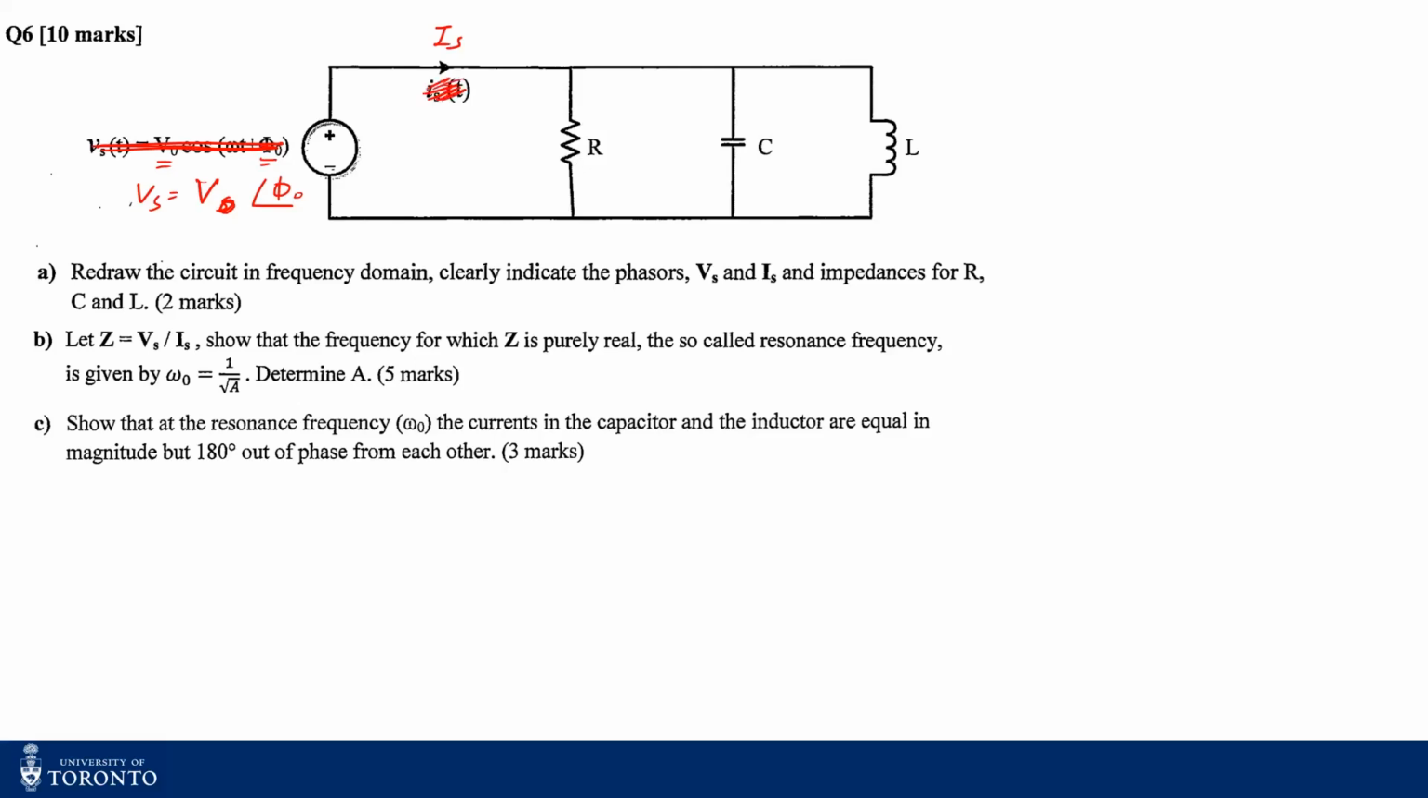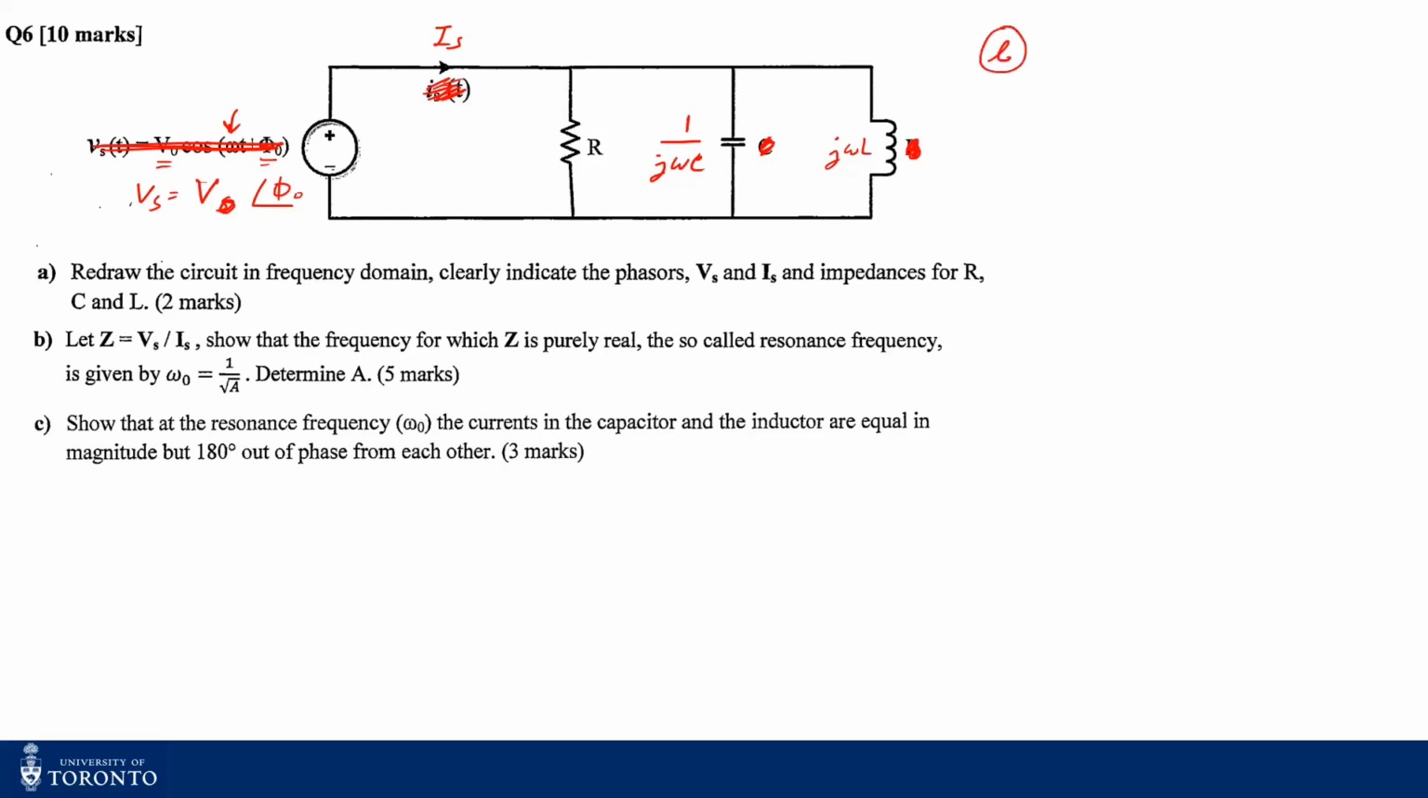My resistance is going to be resistance as it is. My C will be replaced by an impedance equal to 1 by j omega C. This omega is the same as the source omega. I take this L out, this C out, and my L is just going to be j omega L. So this is my phasor domain circuit.